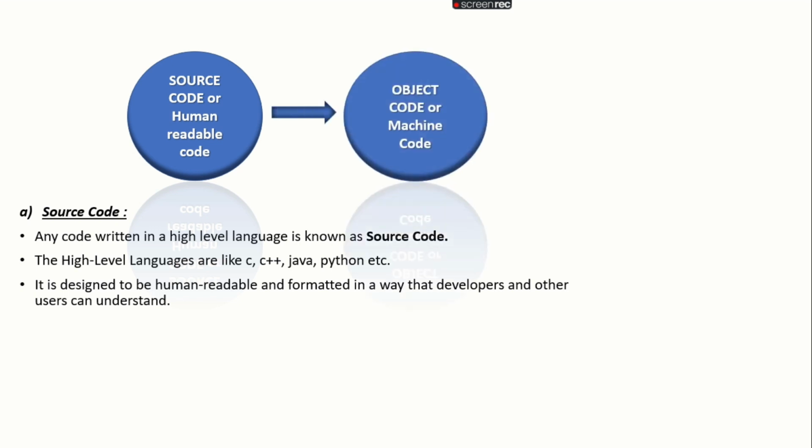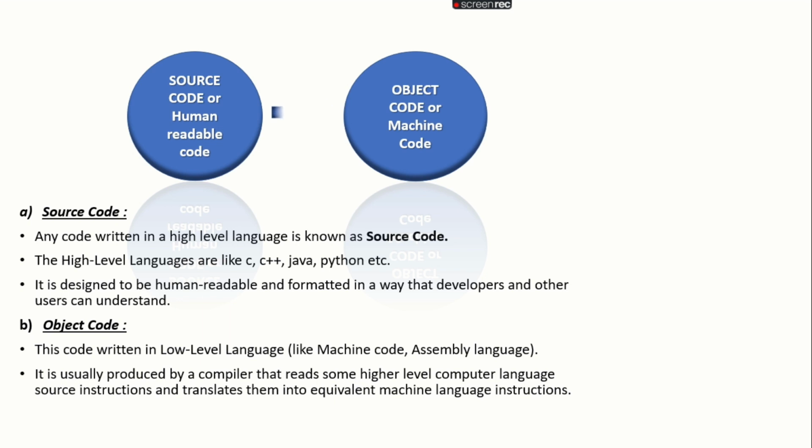So this source code is converted into object code or machine code so the computer can understand our language, meaning the program. So what is object code? Here you can see this code is written in a low level language like machine code or assembly language. It is usually produced by a compiler that reads some higher level computer language source instructions and translates them into equivalent machine language instructions. Means the computer only understands 0 and 1.